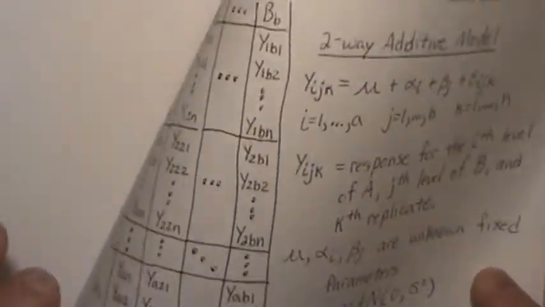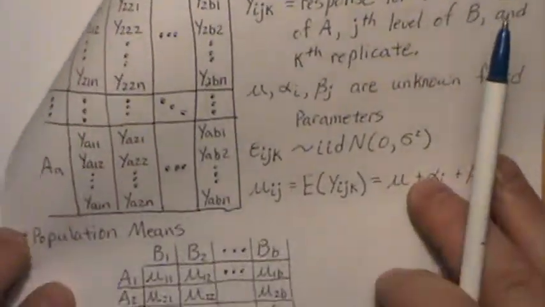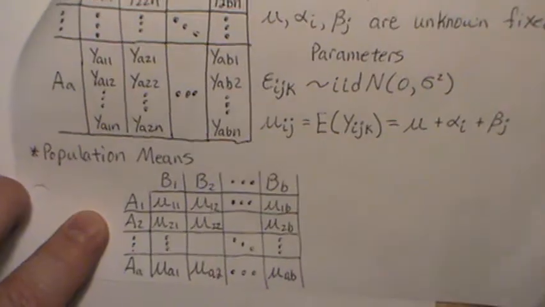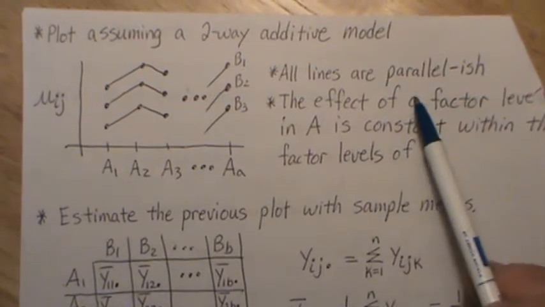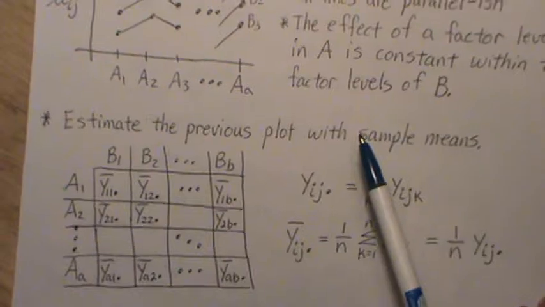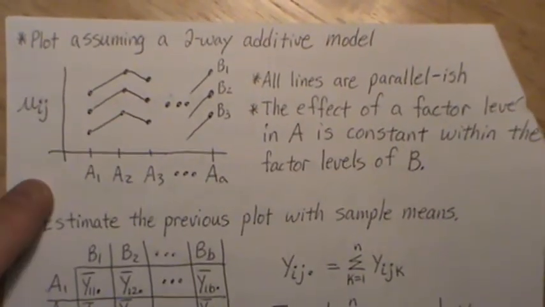And here we had a two-way additive model, which was here, and then I talked about the theoretical means of all the levels, and if we were to plot them, the lines would be parallel, and I said parallel-ish. Now parallel-ish refers to the sample means. The population means, if our model's correct, are exactly parallel.